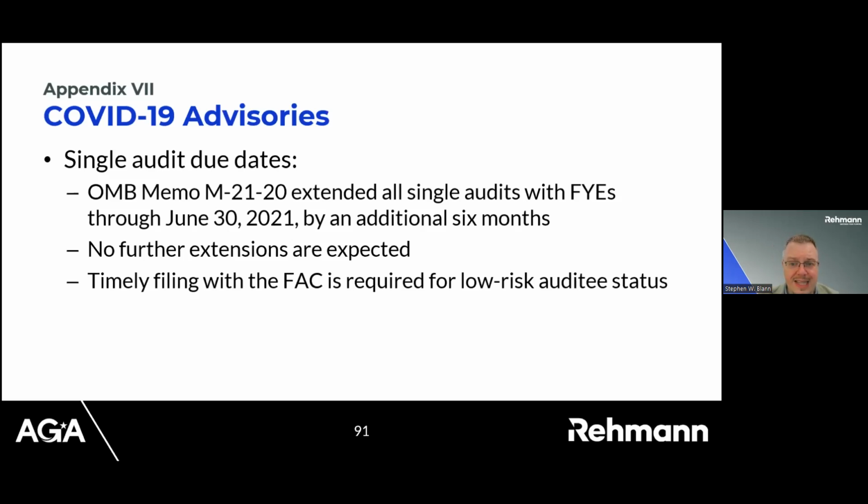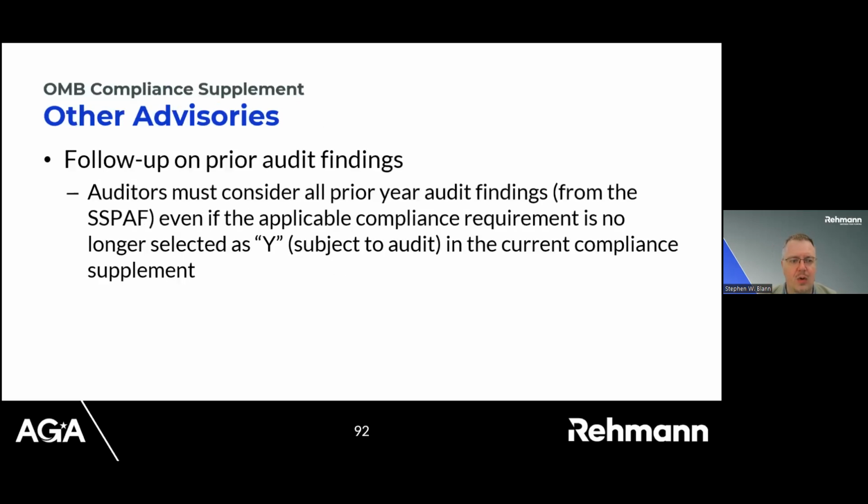A variety of other miscellaneous things that we have been given this year as updates from the OMB. Auditors following up on prior audit findings. I told you that they can change from year to year which audit areas are subject to audit. That yes and no box can move around. If there was a prior year audit finding, auditors typically have to follow up and see if it's been addressed appropriately. Well, intuitively, you might say, if I don't test this program this year, there's nothing for me to do.